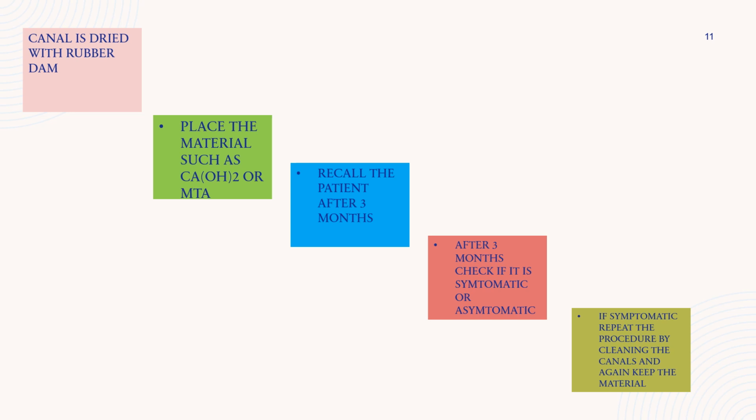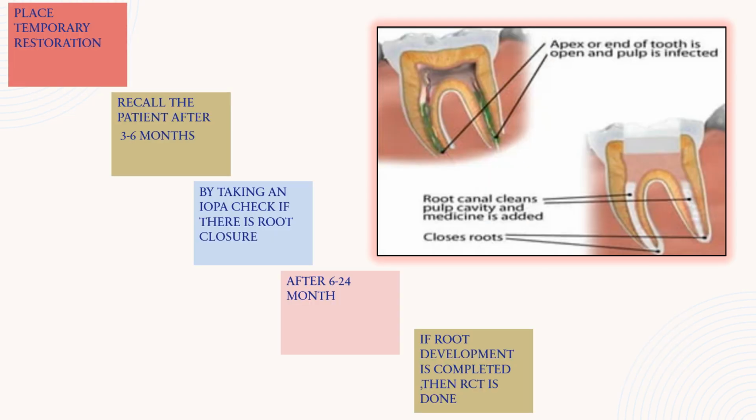The canal is dried with paper points. Then place the material such as calcium hydroxide or MTA in the canal. Recall the patient after 3 months and check if it is symptomatic or asymptomatic. If symptomatic, repeat the procedure by cleaning the canal, again placing the material, and repeating the entire procedure. Place a temporary restoration. Recall the patient after 3 to 6 months.